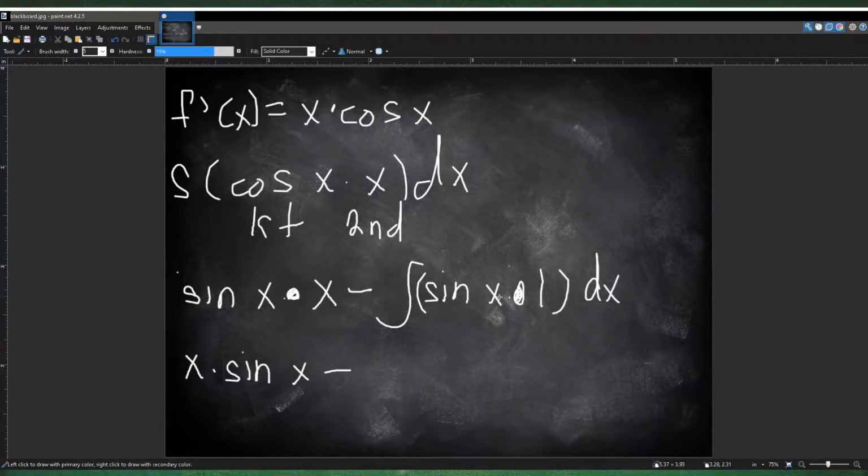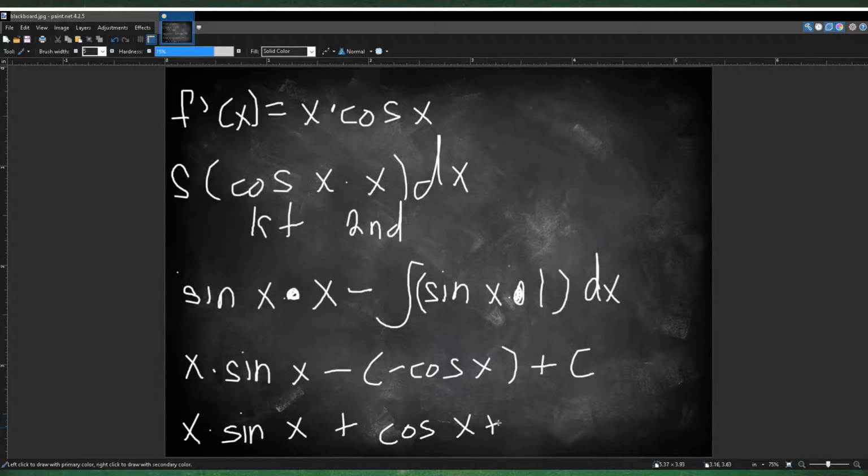So what's the integral of sine of x? What's the antiderivative of sine of x? That's basically just negative cosine of x, right? Because the derivative of cosine of x is negative sine of x. So negative sine of x times this negative is just sine of x, which is what we have here. So that's correct. And then you always got to add a c. You always got to add that constant. So x times sine of x plus negative, a negative is positive. So that's cosine of x plus c. And that's basically all it is for integration by parts.